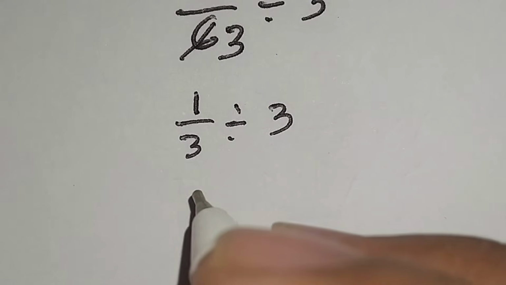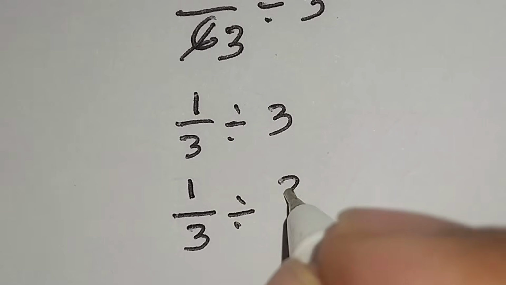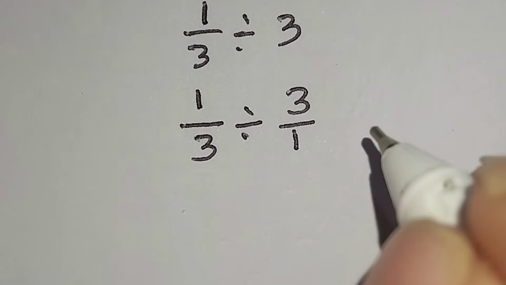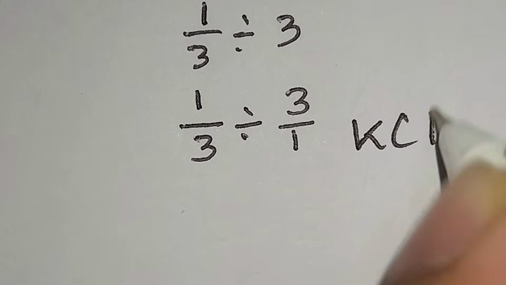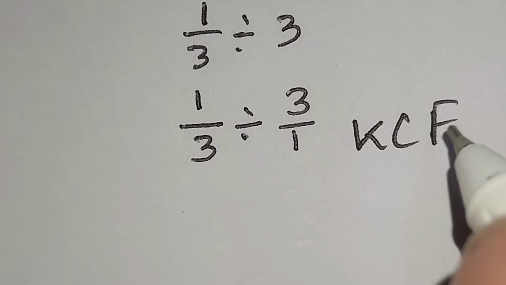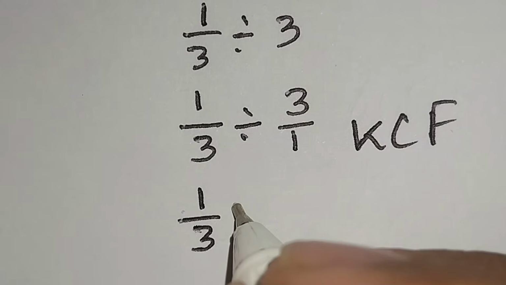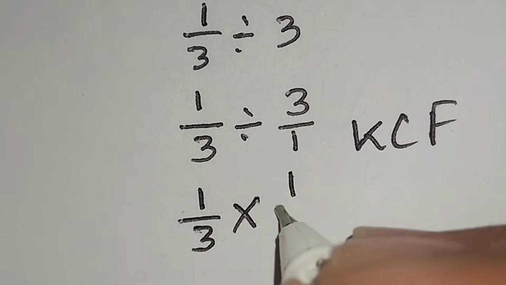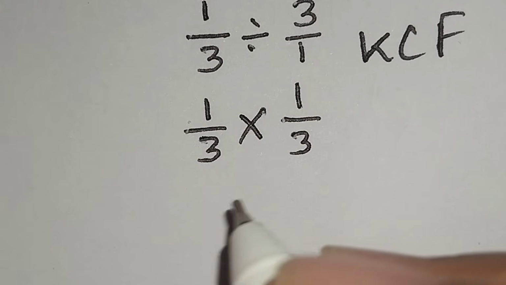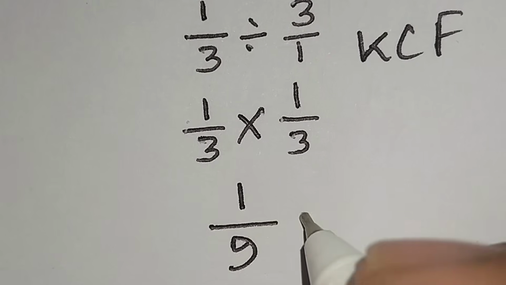We can write this as 1 over 3 divided by 3 over 1. Using the KCF rule, K for keep, C for change, and F for flip, we can write this as 1 over 3 multiplied by 1 over 3. Here 1 times 1 gives us 1, and 3 times 3 gives us 9. Finally, this is the correct answer.